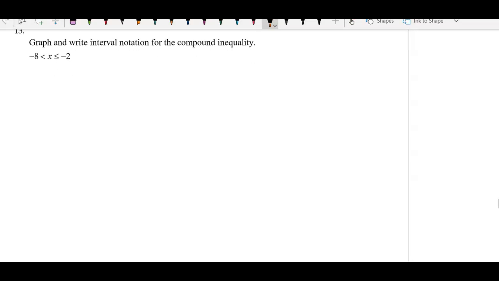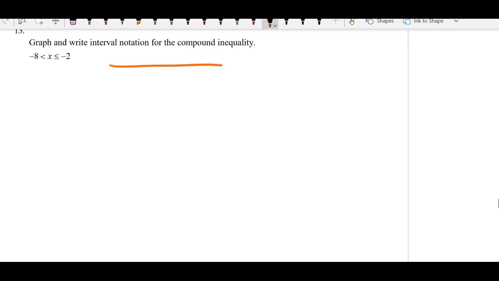Okay, just a couple more questions here. All right, just a few more here. So graph and write the interval notation for this compound inequality. Remember, when I read this, I can read this as x is between -8 and -2, including -2. Like x is actually between. I mean, look at it. It's like stuck in between it.